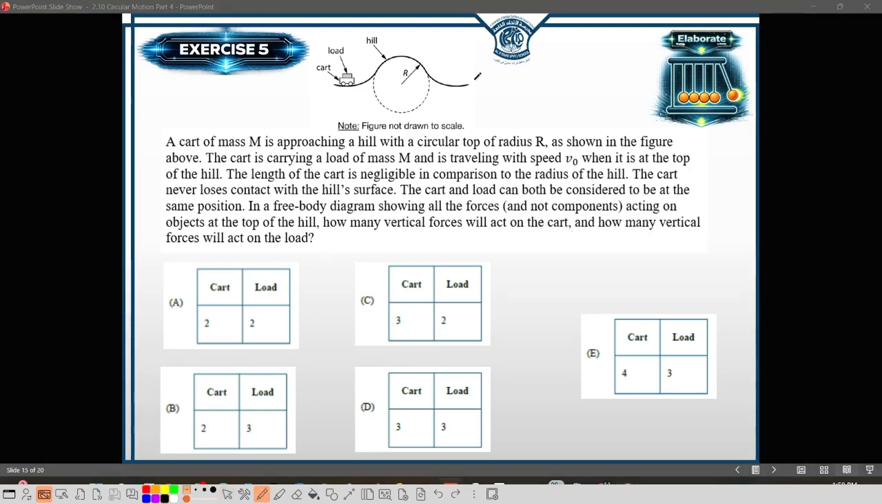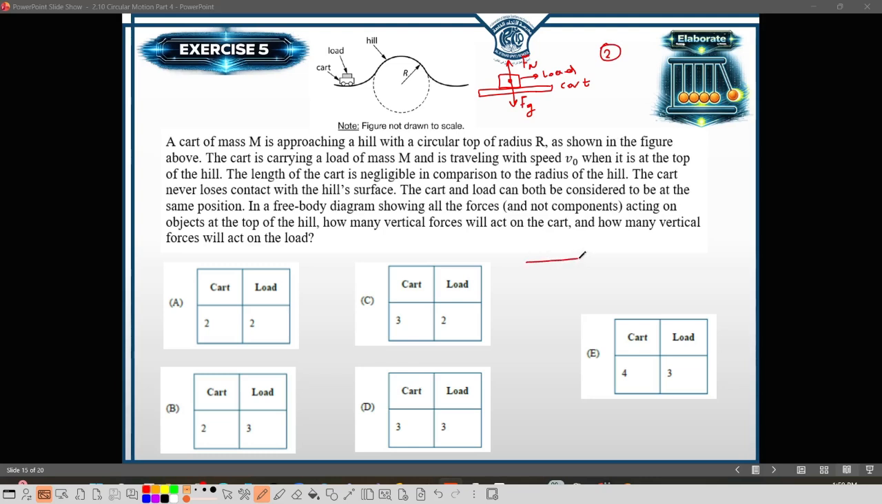So let me make a small picture for the load and the cart. Let's consider the load first. Regardless of the position of the object on the hill, the forces acting on the load are first the force of gravity, and we have the normal push because we have a contact between the load and the surface of the cart. Here we are considering only the load, so we have only two forces acting on the load.